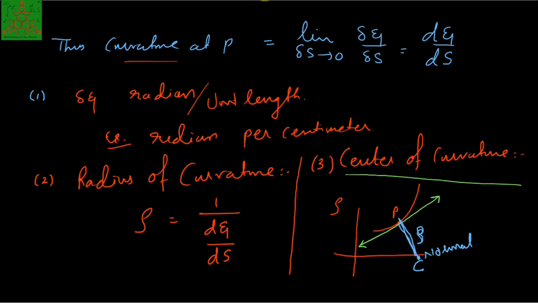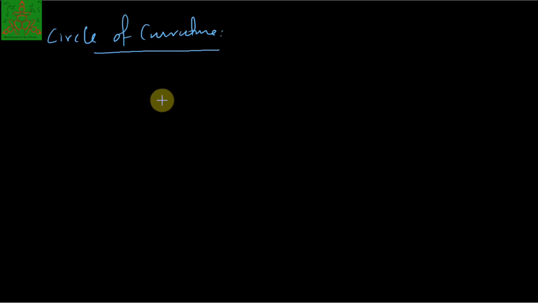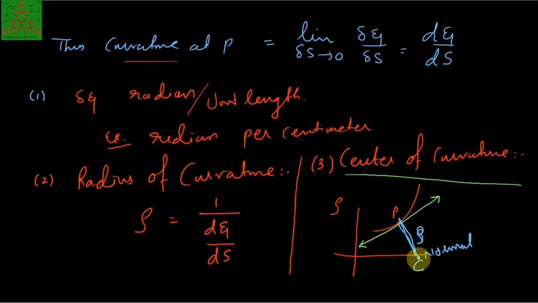The next definition is the circle of curvature. Take the circle with center C, which is the center of curvature. If you draw a circle with this center, then this is called the circle of curvature at the point P.